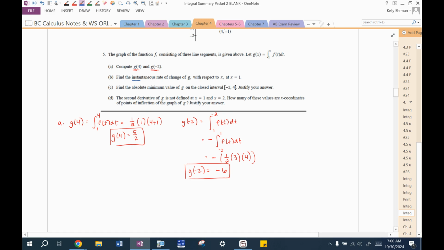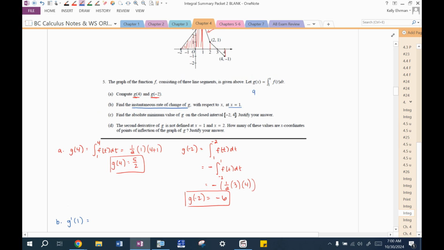Okay, find the instantaneous rate of change of g with respect to x at x equals 1. So that's just a fancy way to say find g prime of 1. And how does g prime relate to f? So remember, g prime is taking the derivative of an integral. So the derivative and the integral cancel out. These cancel out. This expression, it happens to just be x, but if it's 2x, 4x, x to the 8th, whatever, it goes into the function. So it's equal to f of x.